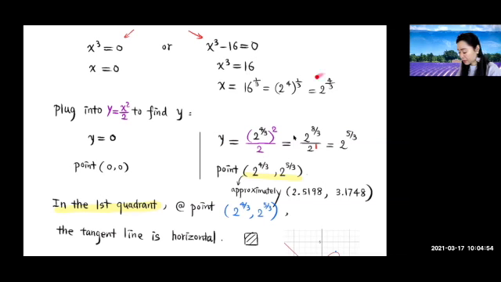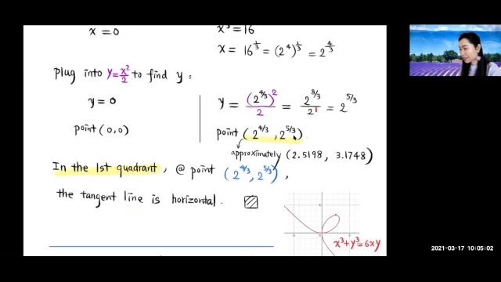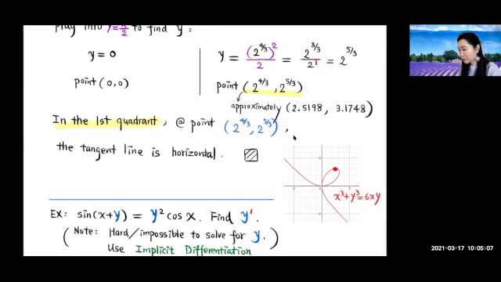So x coordinate is this. Y coordinate is this, which is approximately this. So now at this point, that point right there, at the first quadrant, the tangent line will be horizontal. Does it answer your question? It does, yeah, thank you very much.